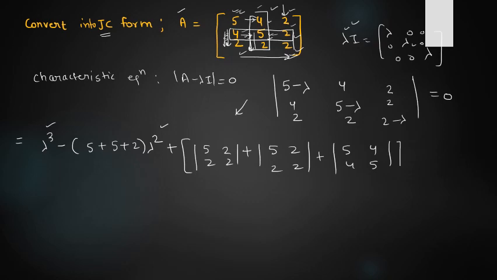right? Now again, you are decreasing the order. Here you've got lambda square, so here you should have lambda. And thereafter you have to subtract the determinant of the matrix itself, which is here 5, 4, 2, 4, 5, 2, 2, 2, 2. So if you solve this, lambda raised to power 0 is 1. So in this way you can easily get your values of lambda.